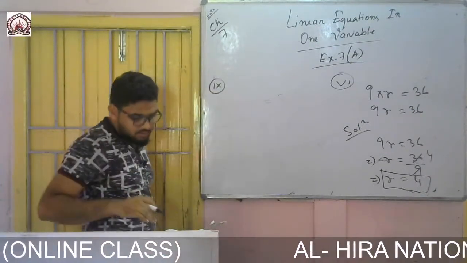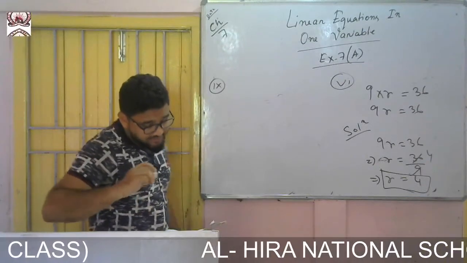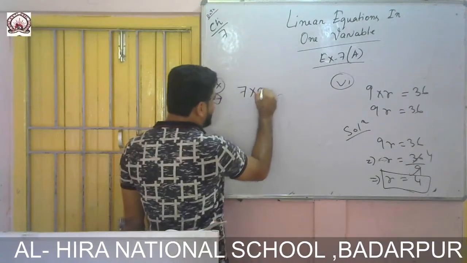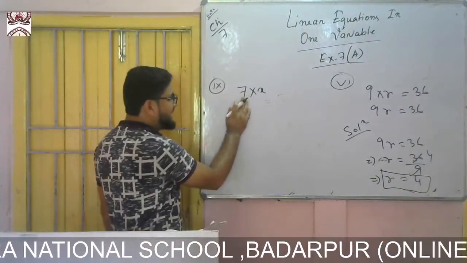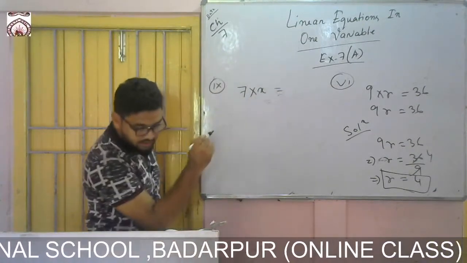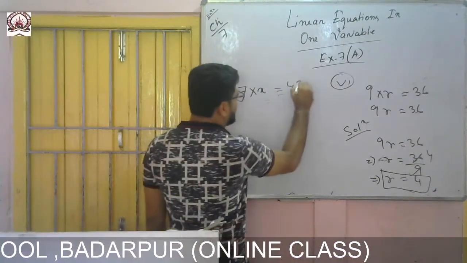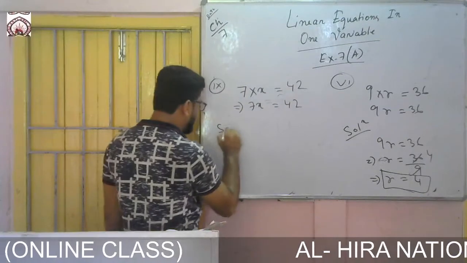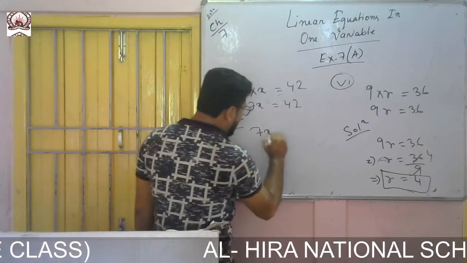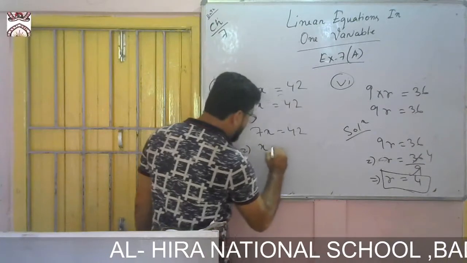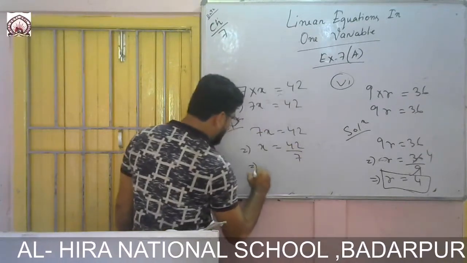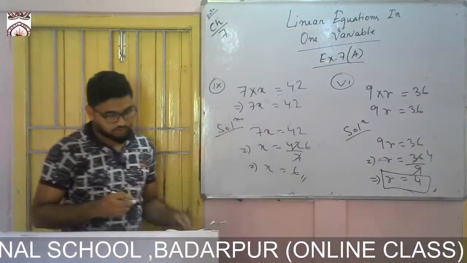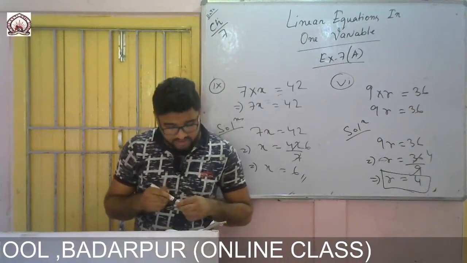Question number 8, you practice, same thing. The product of 7 and the number is 42. Product means multiply. So it becomes 7x equals 42. Now solution. 7x equals 42, then x equals 42 by 7. 7 sixes are 42, so the answer is 6.